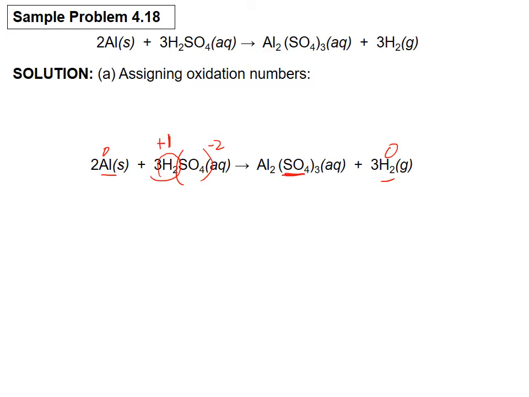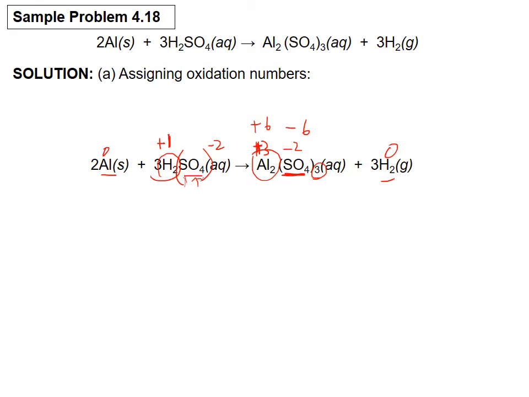Similarly, here sulfate is negative 2, but we have 3 of them, so the whole sulfate is negative 6 charge. And because we have 2 aluminum, 2 aluminum is positive 6, so each of them must be positive 3. Okay, so aluminum oxidation number is positive 3. Now, sulfate doesn't change, so for this question, we can keep it. We don't need to assign sulfur and oxygen because they combined as sulfate doesn't change.